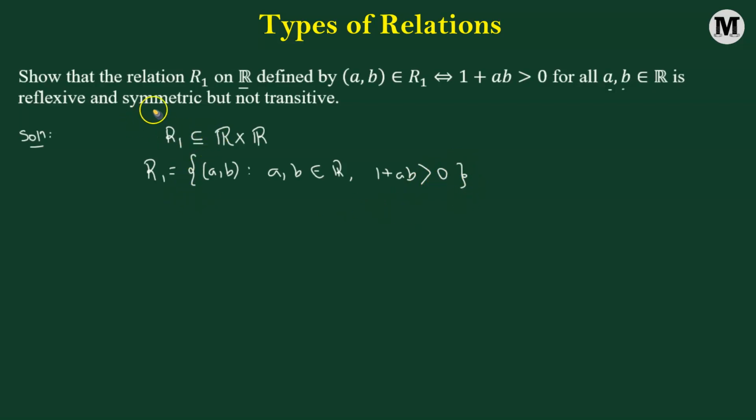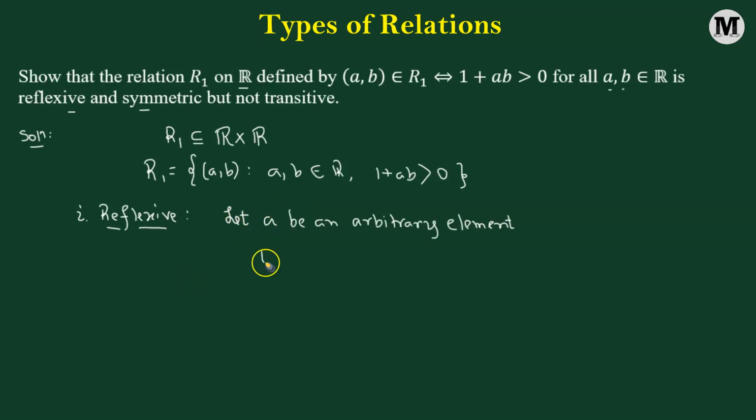Now we have to show that the relation R1 is reflexive and symmetric but not transitive. Let's begin with the first part and see whether it is reflexive or not. Of course it's going to be reflexive, but we'll have to verify that it is indeed a reflexive relation. So we're going to suppose an arbitrary element A. In essence, A belongs to the set of real numbers R.